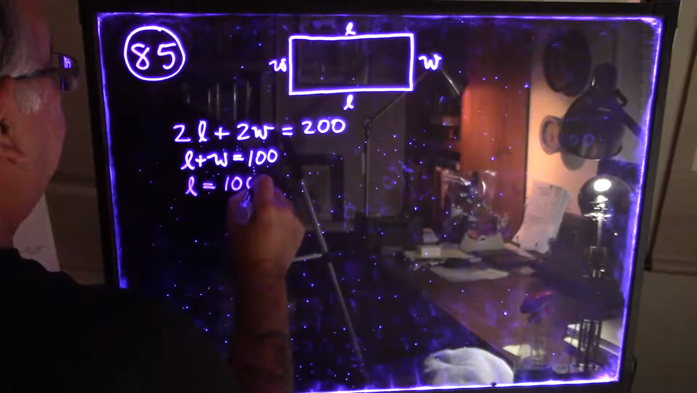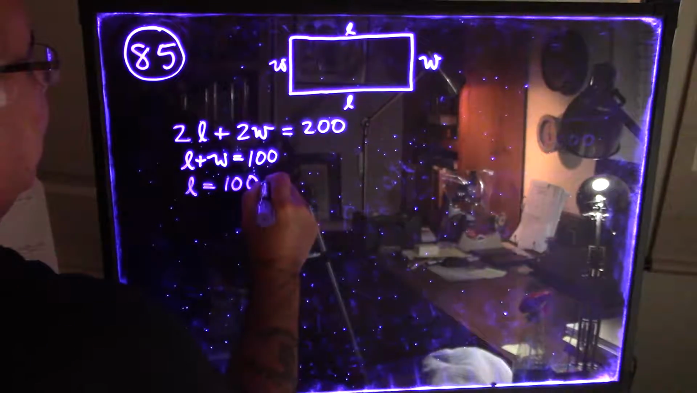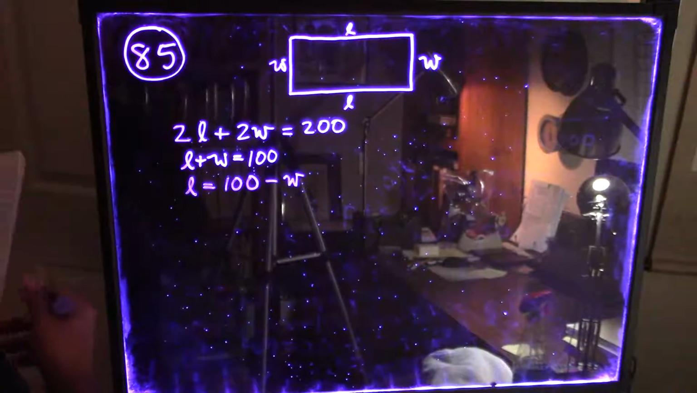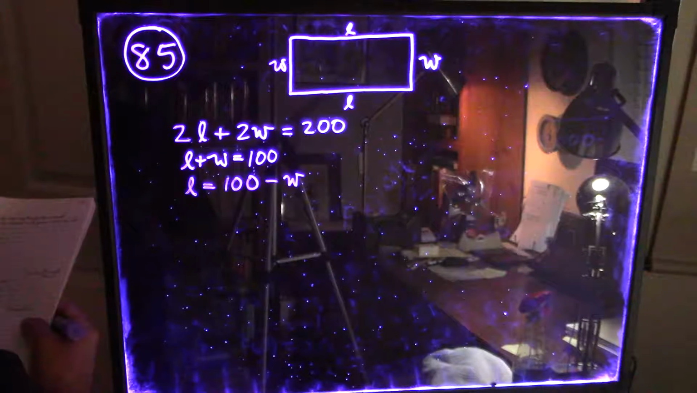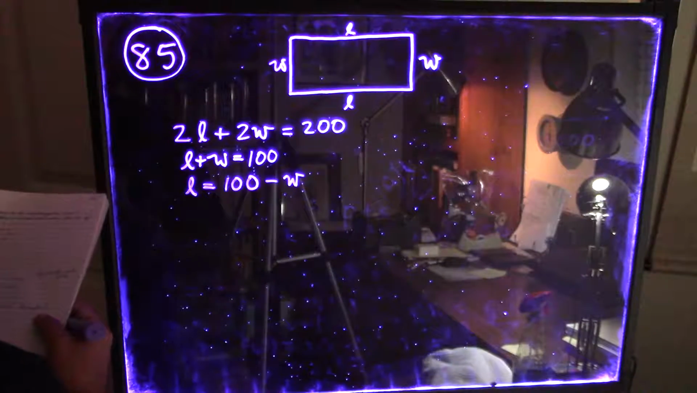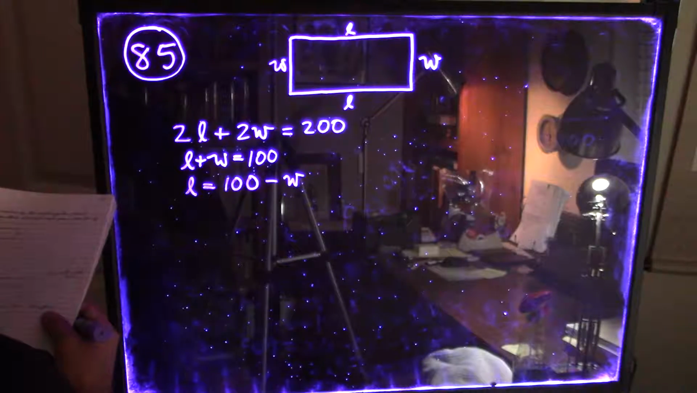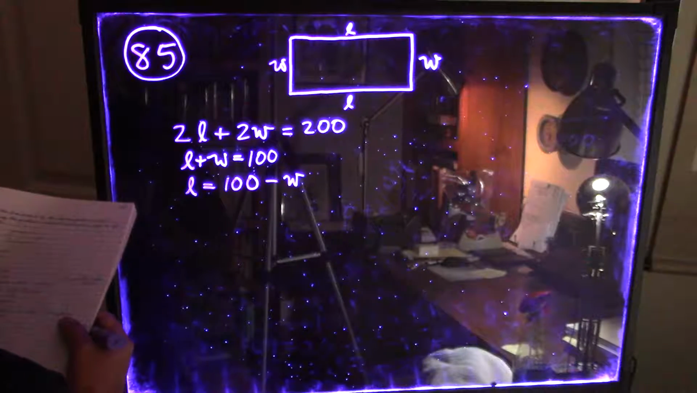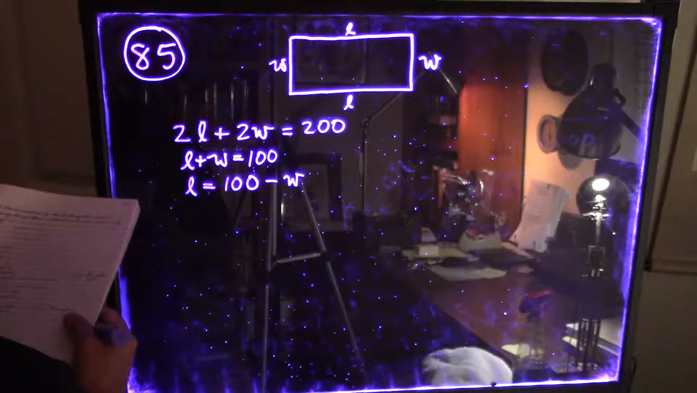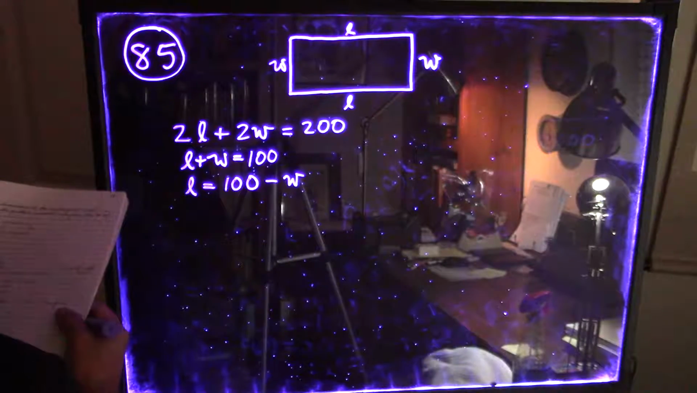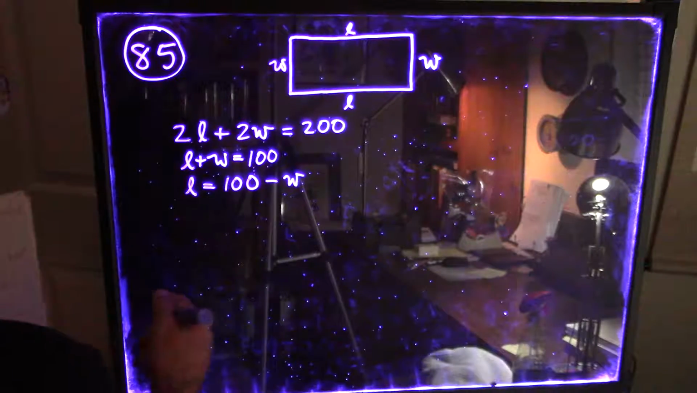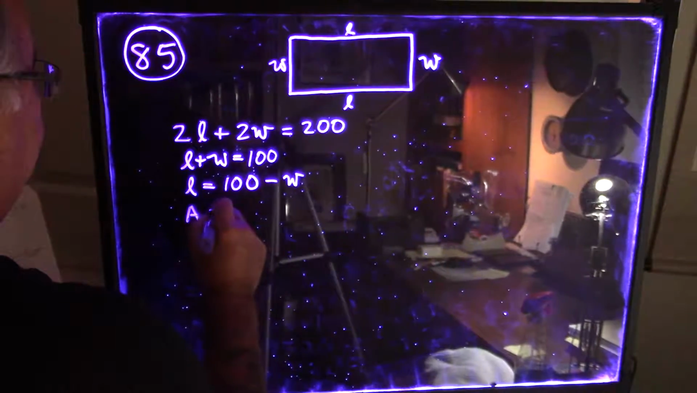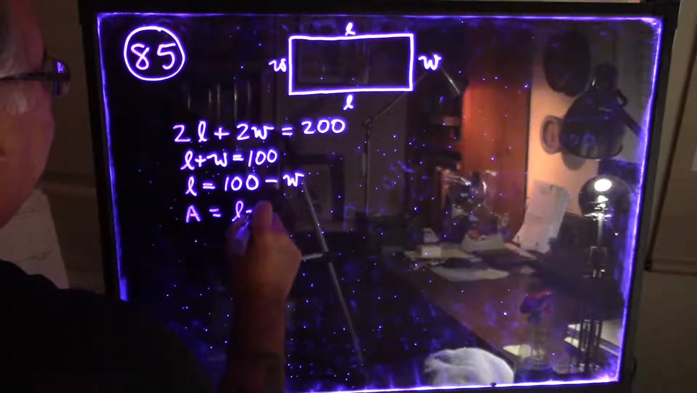Alright, so L is now written in terms of W. It's 100 minus W. Okay, now what are we trying to do here? That's the question. We want to find the greatest area with this much fencing, the greatest enclosed area, or find the dimensions rather, that'll give us the greatest enclosed area. So what is area on this? Well, area is length times width, LW.